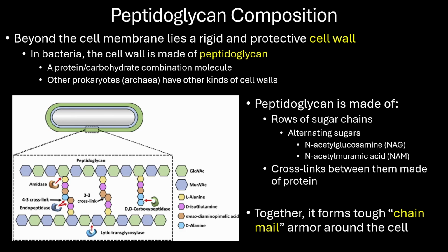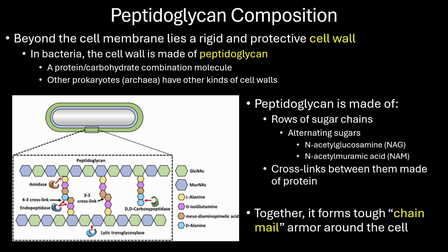Beyond the cell membrane, we often see another structure. It's a cell wall. It's a very rigid and protective outer layer that protects the cell and holds it in place. Kind of gives it its shape. So for bacteria, the cell wall is made of something called peptidoglycan. Okay, this is a protein-carbohydrate mix.